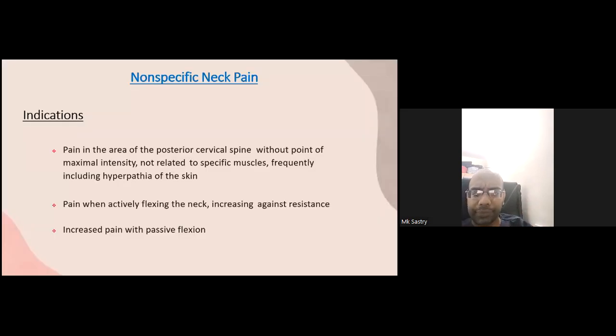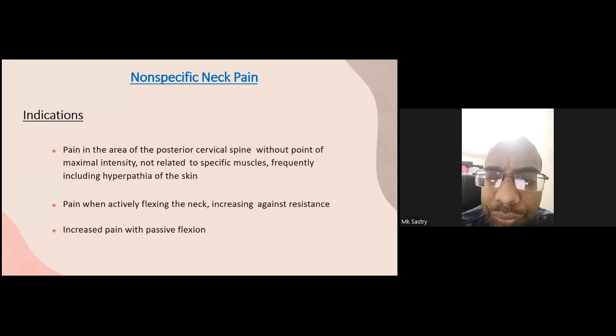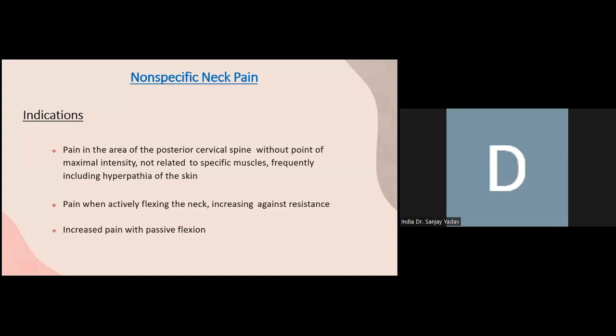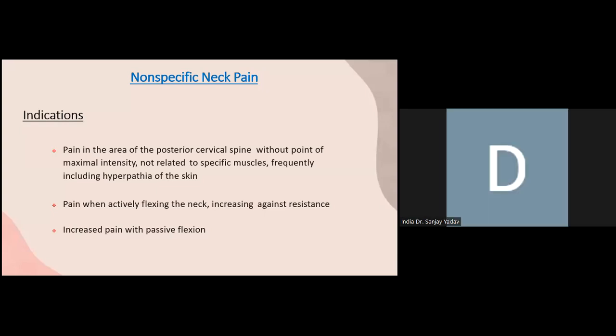So it is called what? It is a very complex pain because it is a nerve compression, nerve root irritation, and it gives a very typical pain inside the brain. So it is called what? A type of complex pain. So, pain in the osteocervical region without a point of maximal intensity, not related to specific muscles, frequent, including hypertonia of the skin.